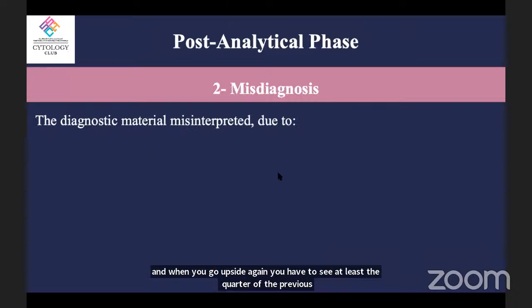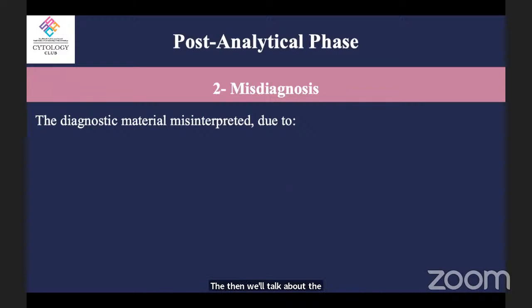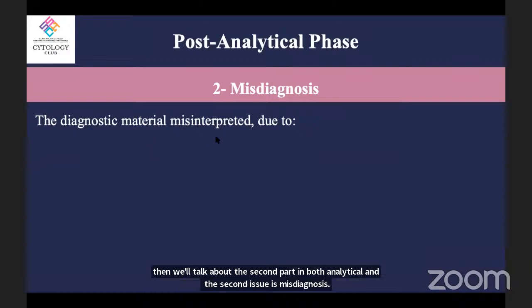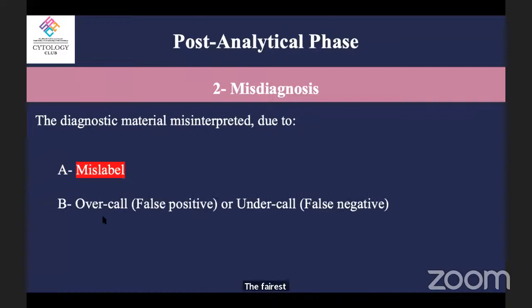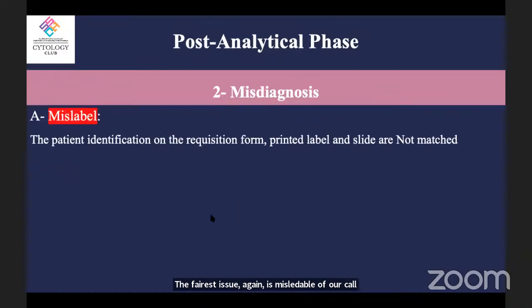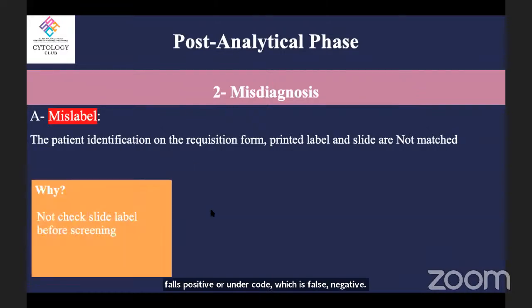Then we'll talk about the second part in post-analytical, and the second issue is misdiagnosis, where the diagnostic material is misinterpreted. You see the diagnostic material, but you misdiagnose it. The first issue, again, is mislabel, or overcall, which is false positive, or undercall, which is false negative. For the mislabel, why does it happen? Not checking the slide label before screening.